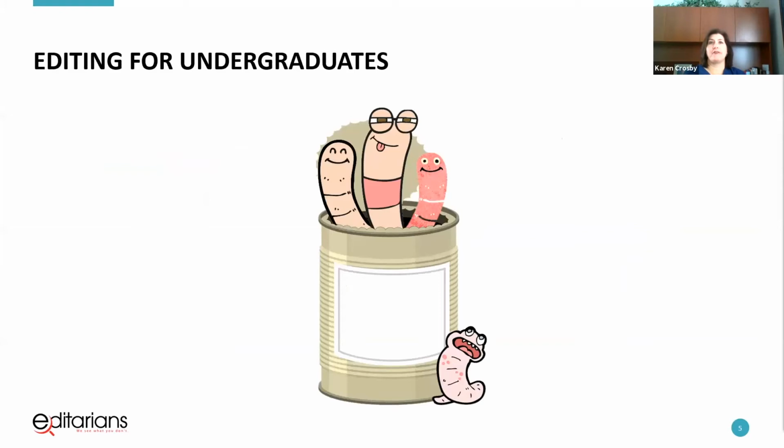I also want to clarify that when I'm talking about students today, I'm referring primarily to graduate students, because as you can guess from this slide, editing undergraduate work is an ethical can of worms. It is allowed in some circumstances, and there are now guidelines for editing undergraduate work. They came out in 2019, and I will touch upon them later.